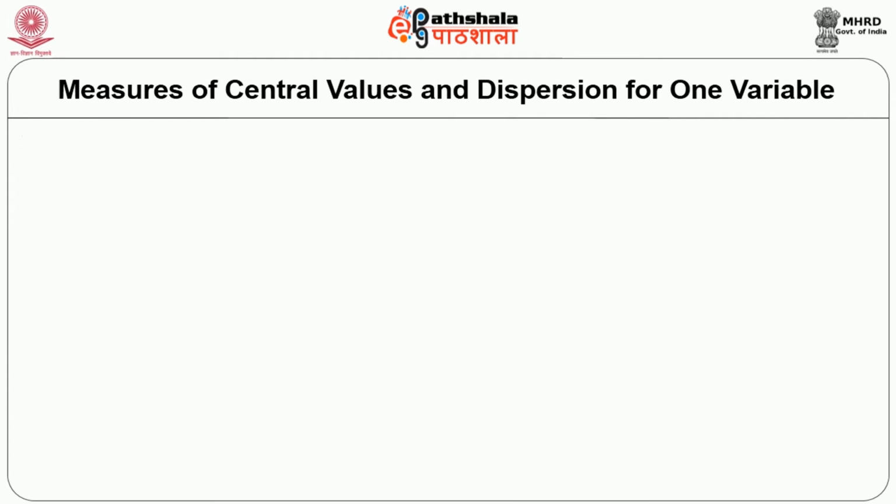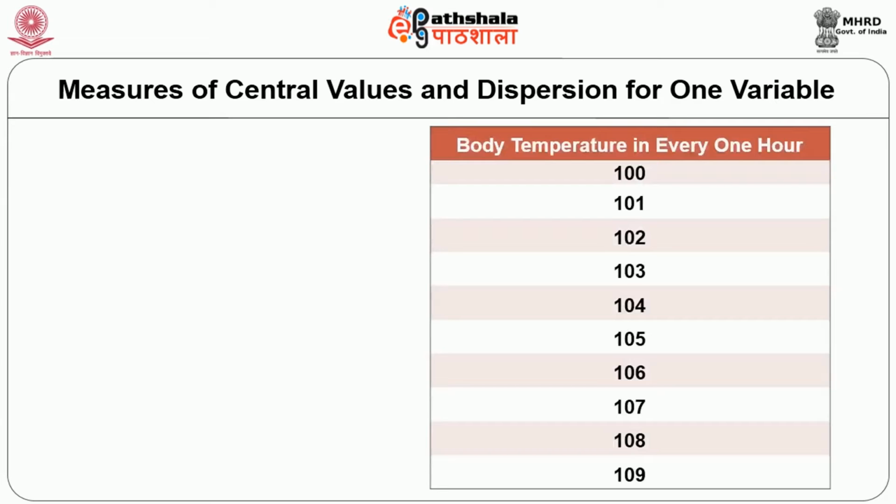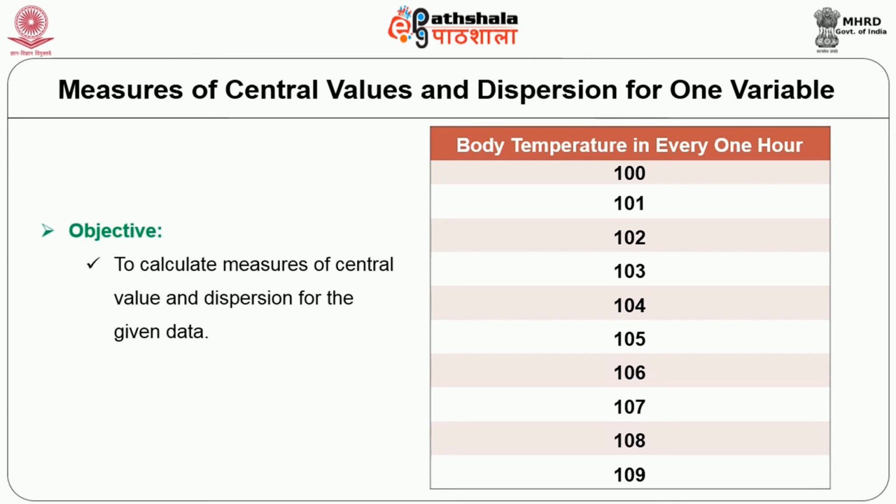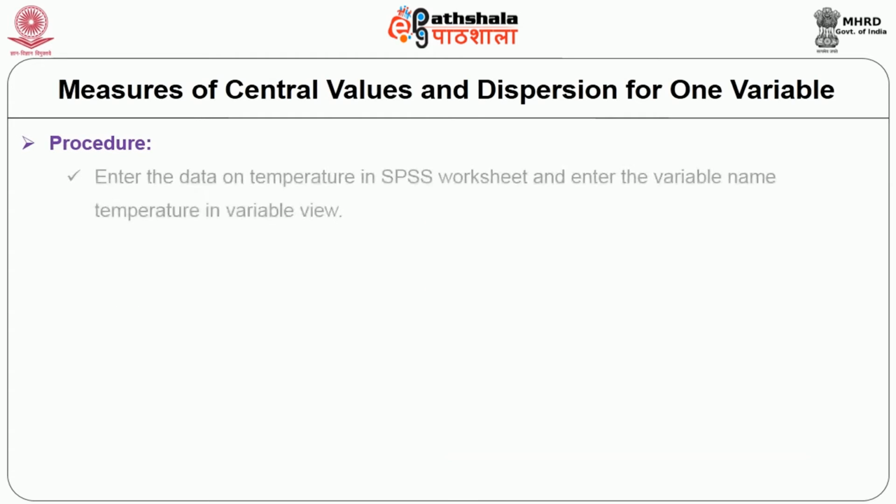Then next, let us discuss measures of central values and dispersion for one variable. Calculate measures of central tendency and dispersion for the following data using SPSS. Objective: to calculate measure of central value and dispersion is the objective of this analysis. The following are the procedure.